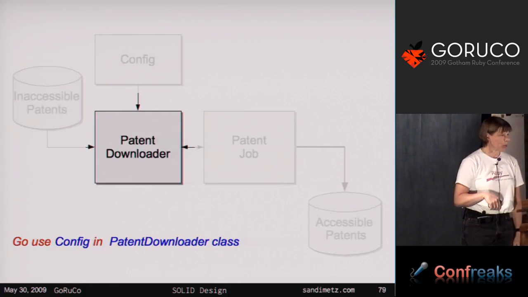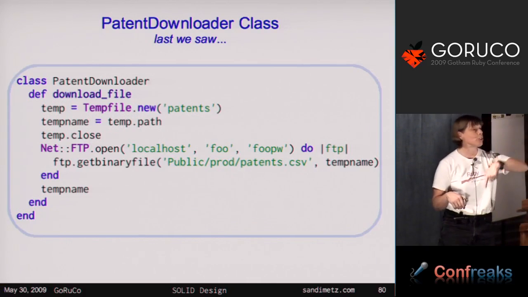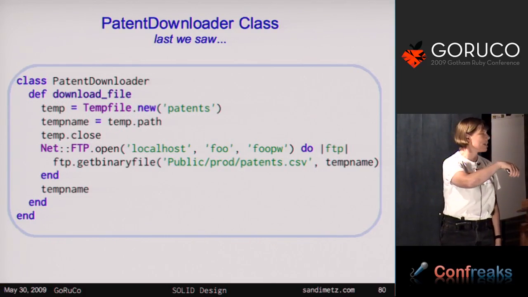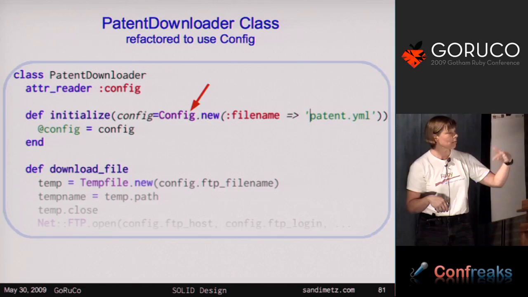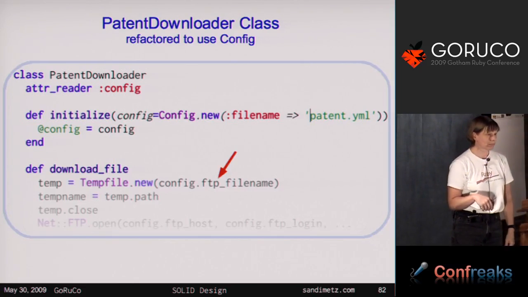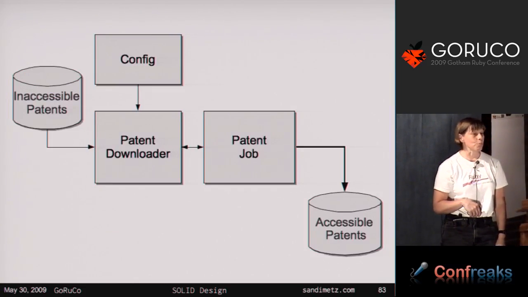So that slide, I'm sure, meant something. Oh, so now I have to go back and inject config into patent downloader. It's easy. It used to look like this. And now I just inject it, and then I use it. And now here's my app.